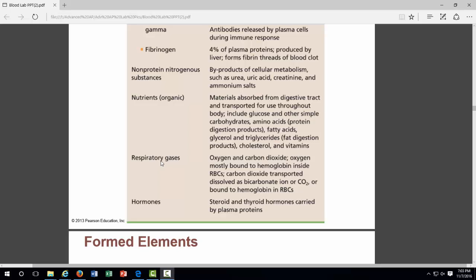Yep, our oxygen, carbon dioxide. Metabolites, those are just breakdown products of things, maybe medicines we've taken. They're broken down for metabolism. Vitamins, hormones, we talked about the endocrine system. All those hormones are found in the plasma.